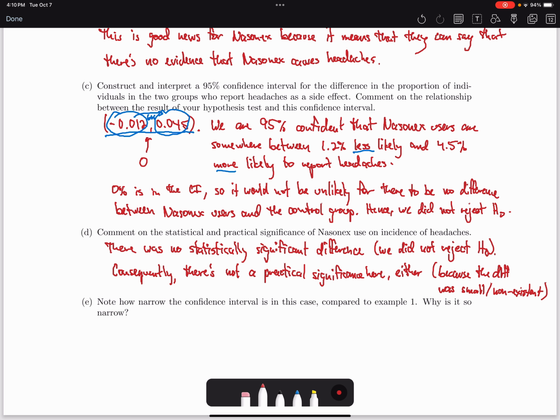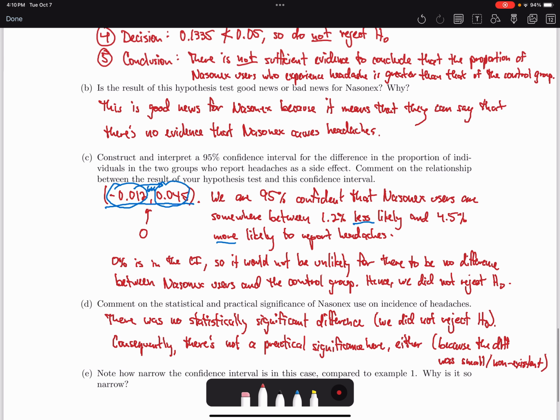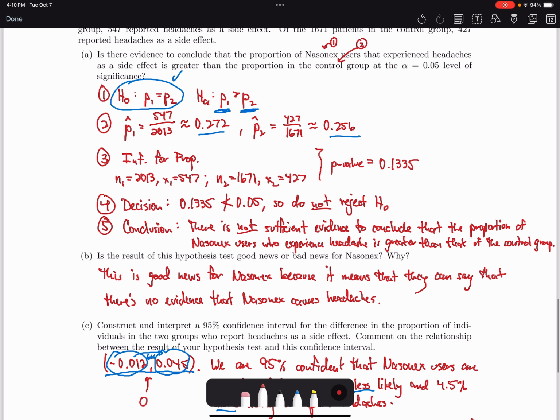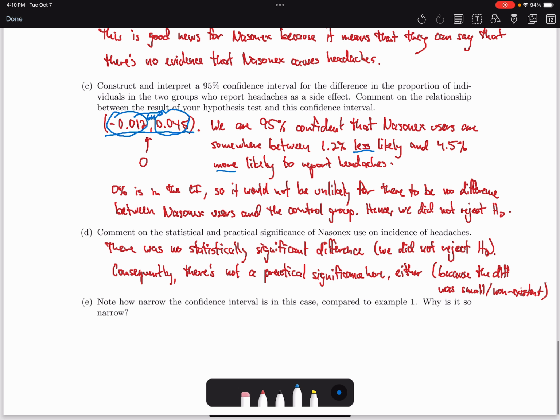Why is it so narrow? Well, again, I think sample size, right? Look at our sample sizes here. They were much larger than our sample sizes in the previous scenario, right? Our sample sizes were 2013 and 1,671. So I would say that's what explains it, right? We had much larger sample sizes. Okay.